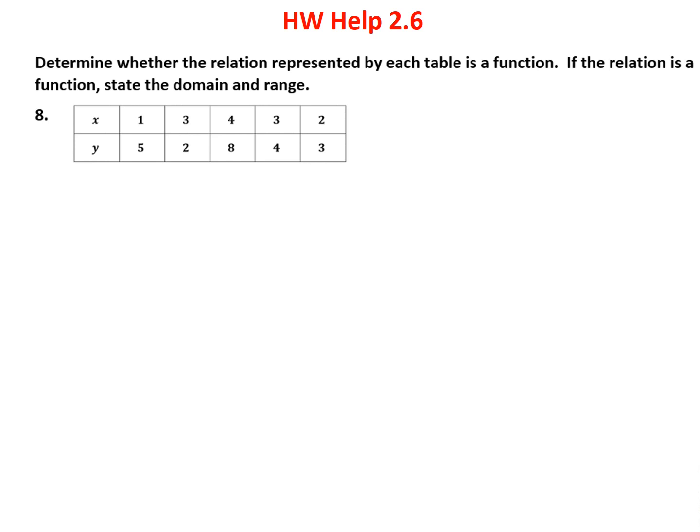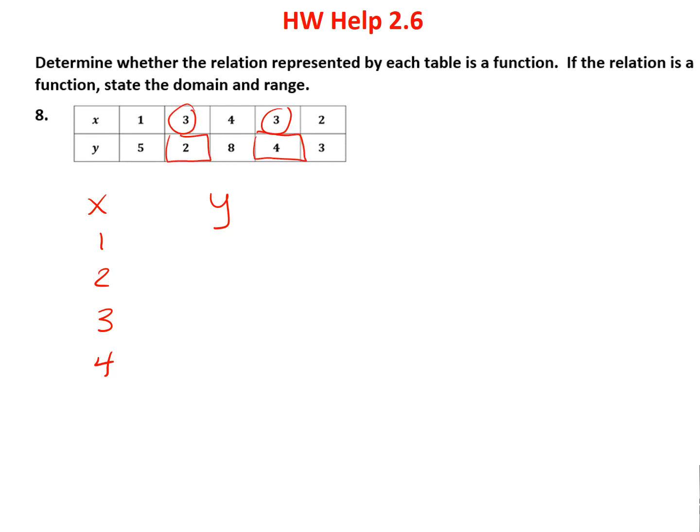Problem 8 is a lot like problem 1. They want us to see, is this a function? Is there any x that shows up twice? Well, one way to make sure is to make yourself a table. So I'm going to make a table here with my x and a table here with my y and then map them. My x goes 1, 3, 4, 3, and 2, so I have 1, 2, 3, and 4. I should already notice that I've got 3 showing up twice. That should tip me off that this is not a function.